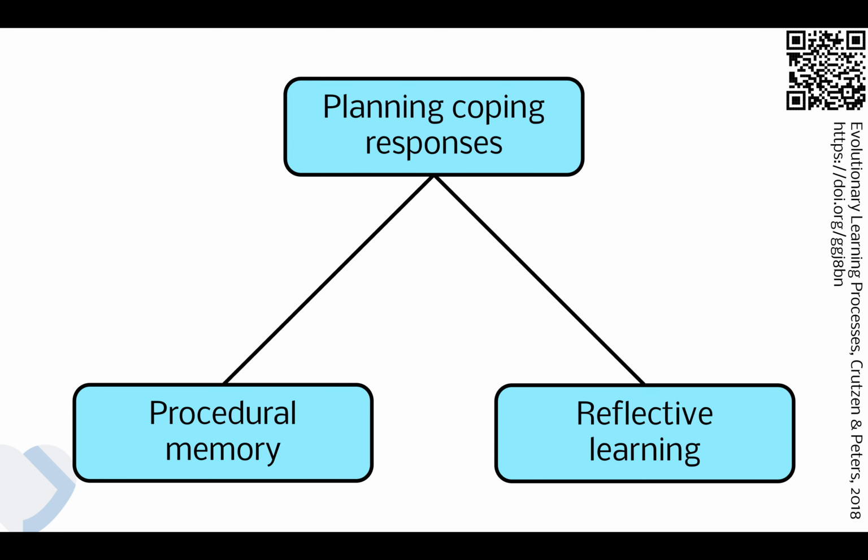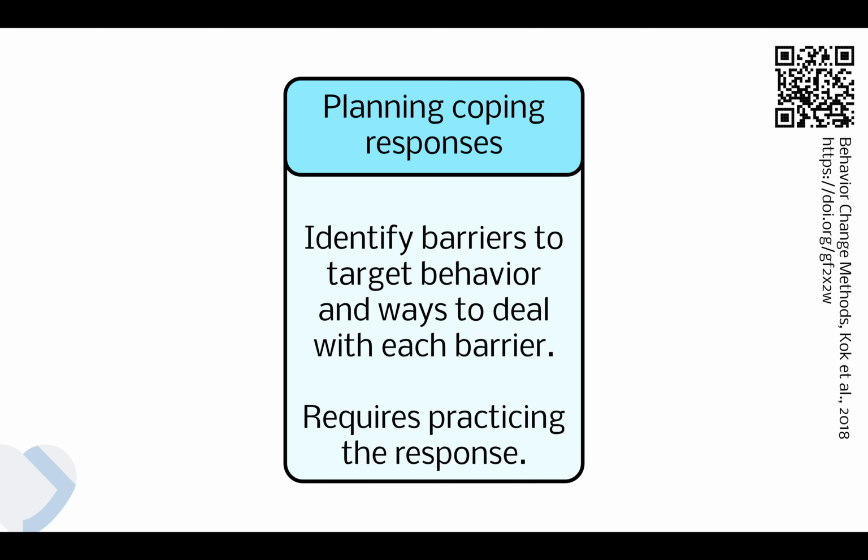If you use behavior change methods, you always use these. But you don't use them directly because they're super rudimentary. So in practice, we use behavior change methods, and these behavior change methods use one or more of these evolved learning processes. So for example, planning coping responses is one. It uses procedural memory and reflective learning.